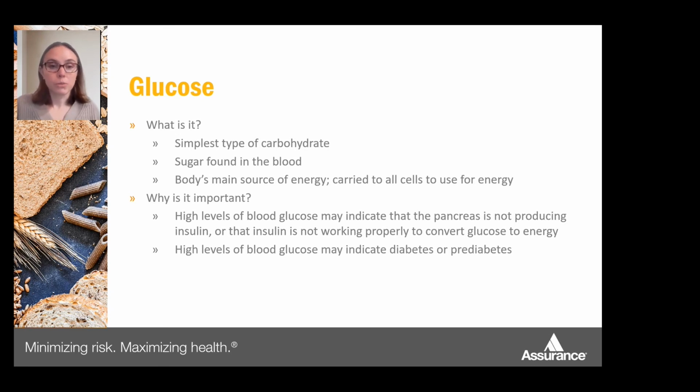Our bodies also prefer to use glucose as the main source of energy, and this glucose is carried to all of the cells in our body to sustain life and go about our day to day. So we need glucose circulating in our bodies all day long. Naturally, our levels are going to rise and fall throughout the day. However, when our glucose levels become elevated consistently, it may indicate that either the pancreas isn't producing insulin, or that the insulin itself isn't working properly to convert that glucose into energy. So high levels of blood glucose may indicate diabetes or prediabetes.